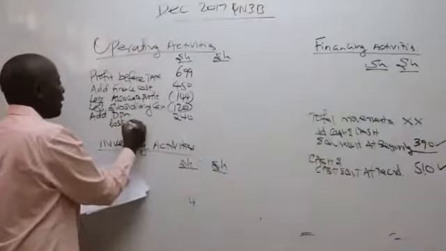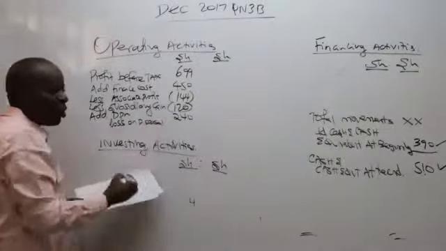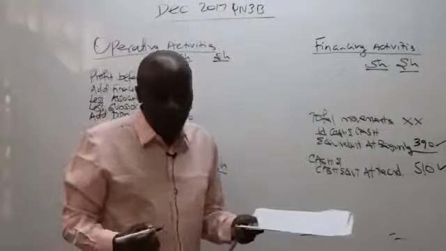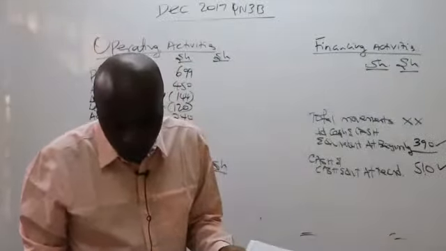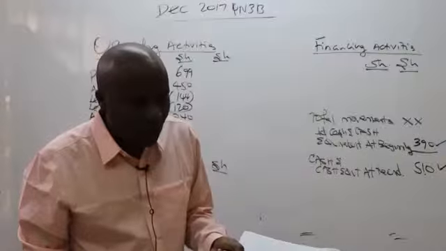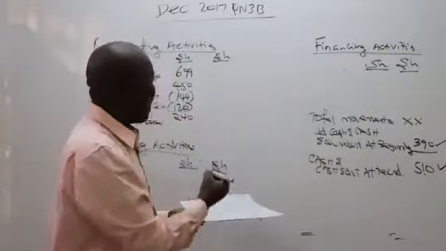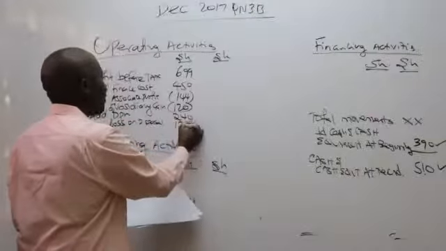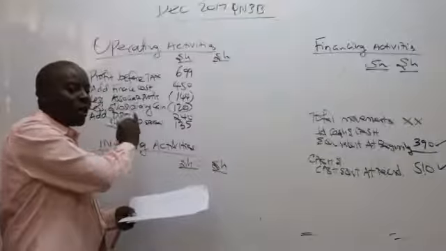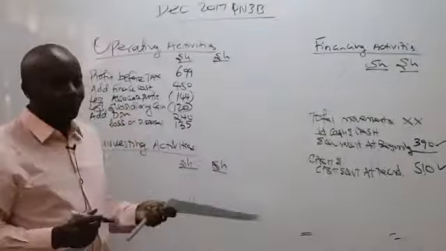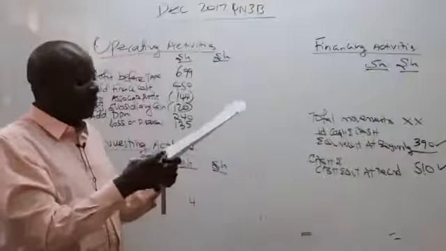Could you kindly calculate for me the loss on disposal? Is there somebody who can calculate for me the loss on disposal? They say it is 135. So this 135, should I add it back or in this case, subtract? How did we get the 135? It's very easy.